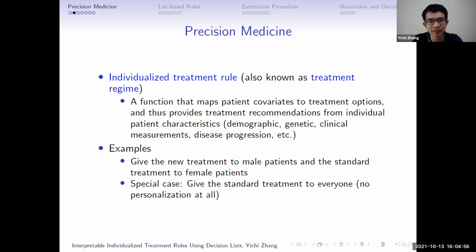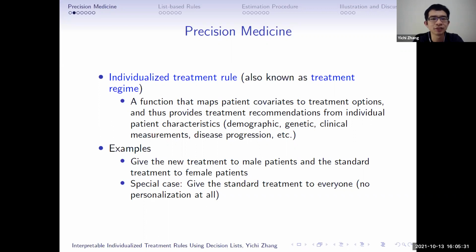Mathematically, in precision medicine, we would like to develop an individualized treatment rule, which is also known as a treatment regime, which is a function that maps patient covariates to treatment options. For example, we could say that let's give male patients the new treatment and give female patients the standard treatment. Or we can say that give the younger patients a more aggressive treatment and give the elder patients a more conservative treatment.